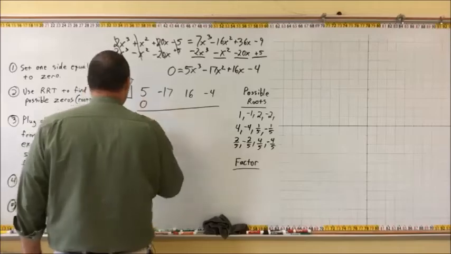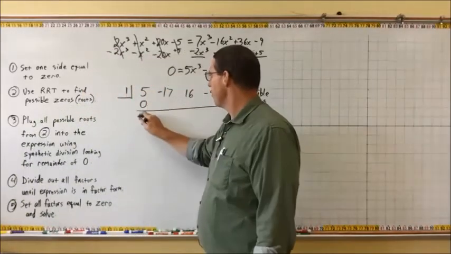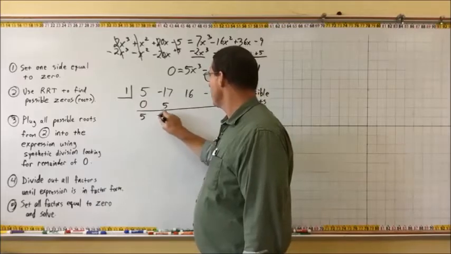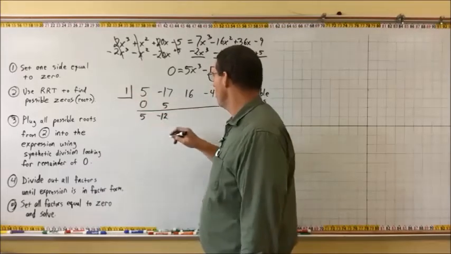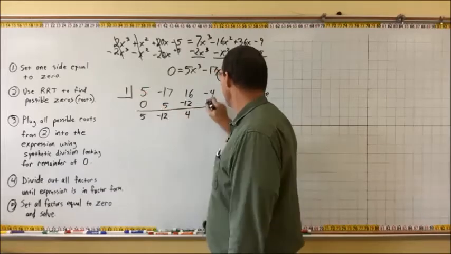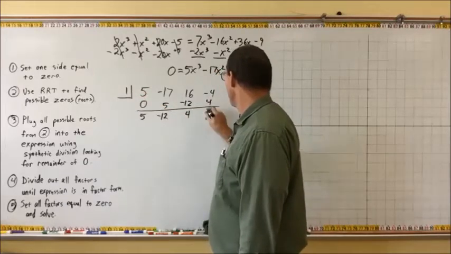I'm going to put a 0 here. 5 plus 0 is 5. 5 times 1 is 5. Minus 17 is negative 12. Negative 12 times 1 is negative 12. Plus 16 is 4. 4 times 1 is 4. 4 minus 4 is 0.